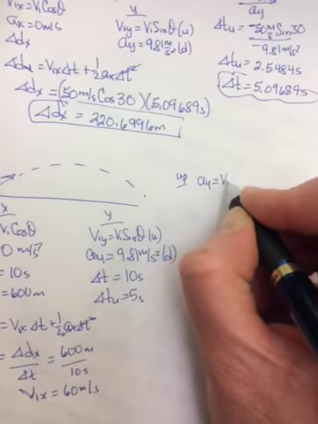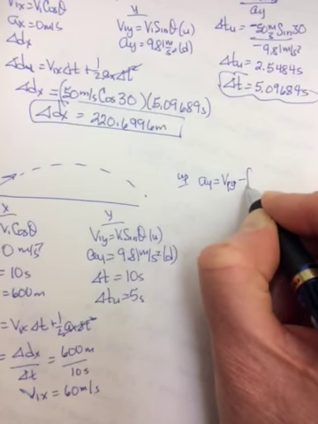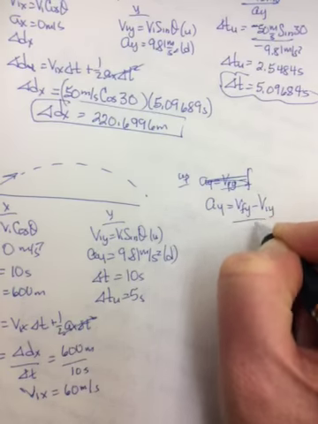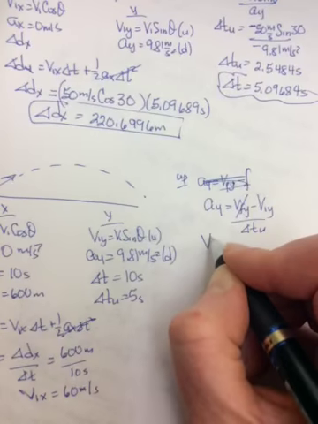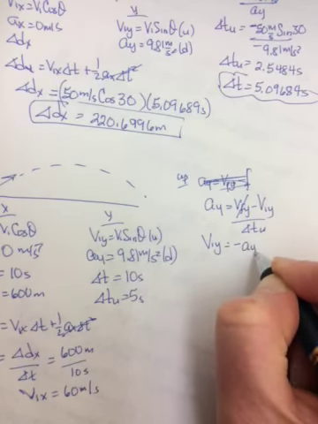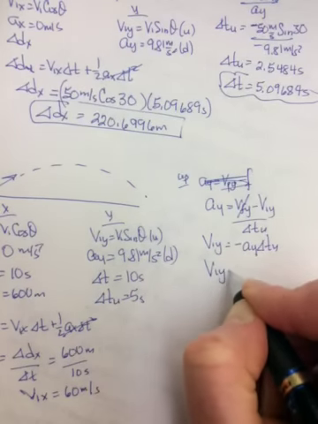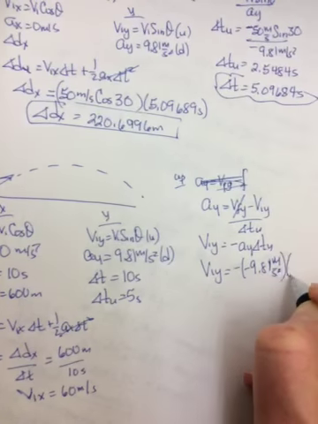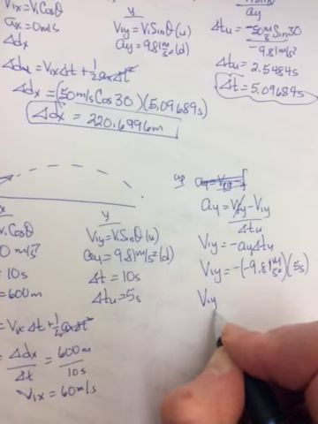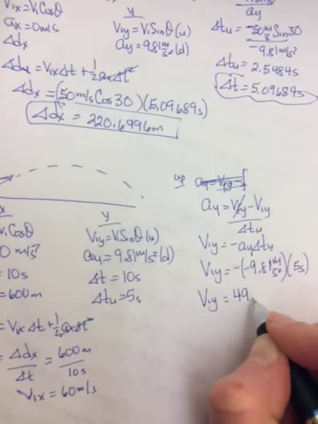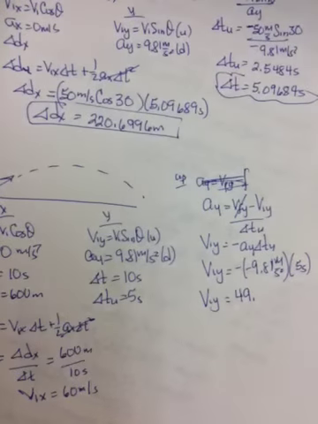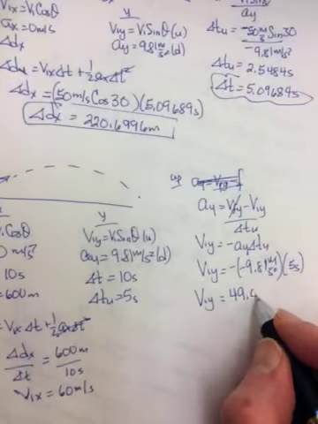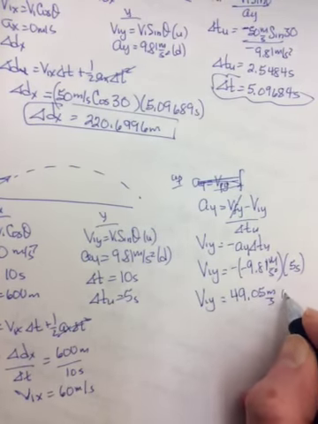So AY is equal to VFY minus VIY over delta T. And if we're looking at up, this goes to 0. So negative AY delta TU. So VIY is equal to negative 9.81 meters per second squared times 5 seconds. VIY is equal to 49.05, I did know that, meters per second, and it's positive, so that's up.